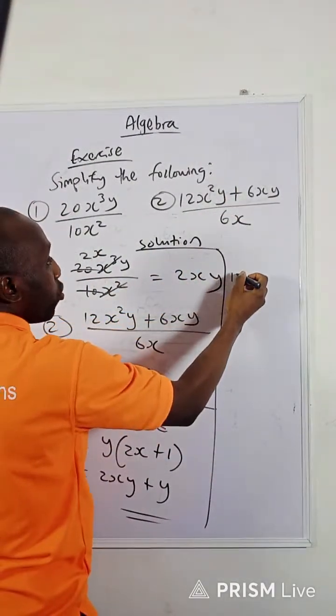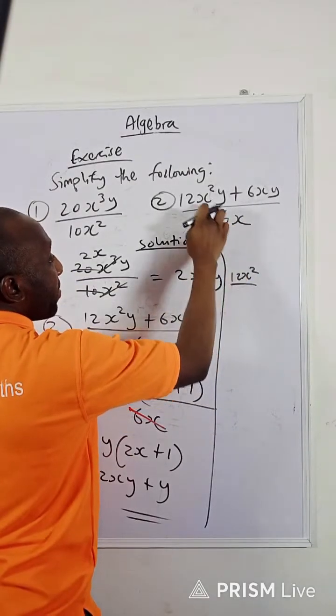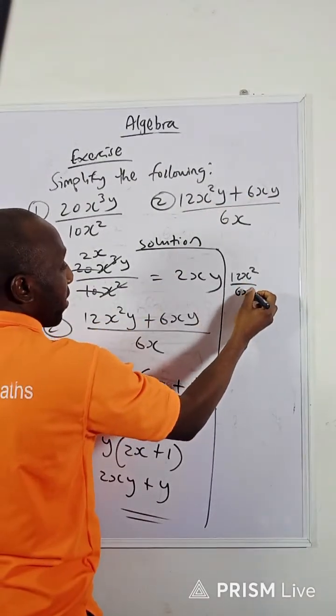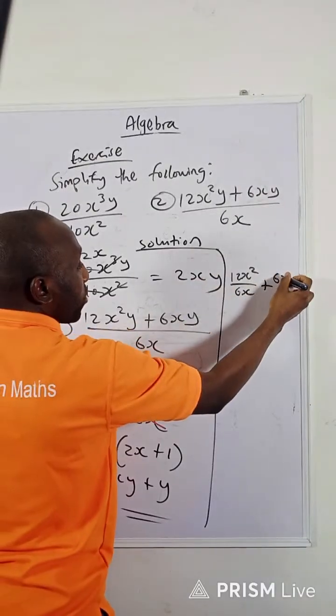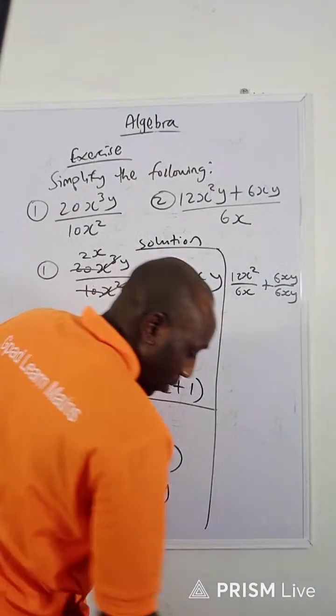I can write this as 12x squared over 6x. Remember, this 6x is dividing both terms. So you can write it like this, and then 6xy over 6xy. Are you seeing that? So what are you going to do next?